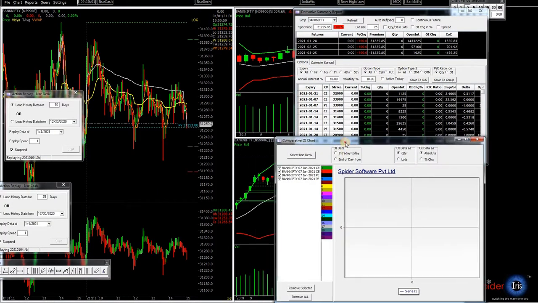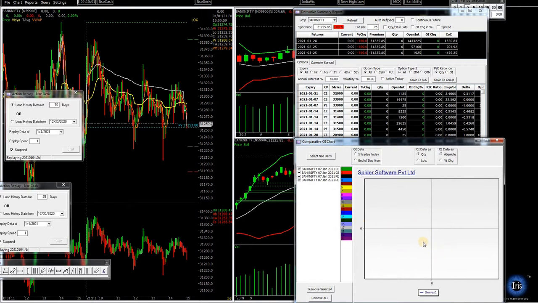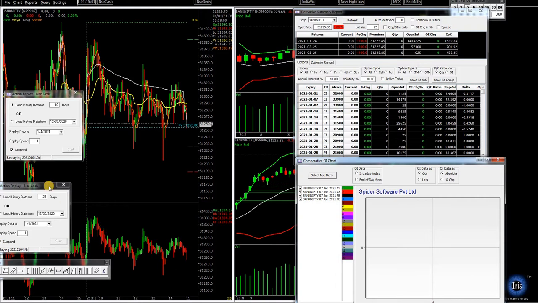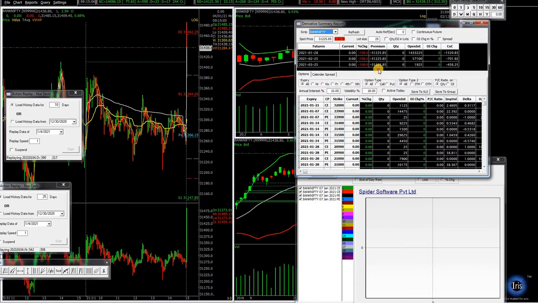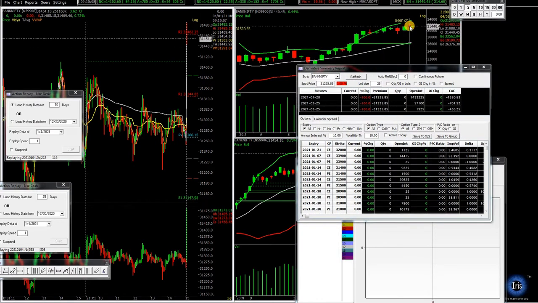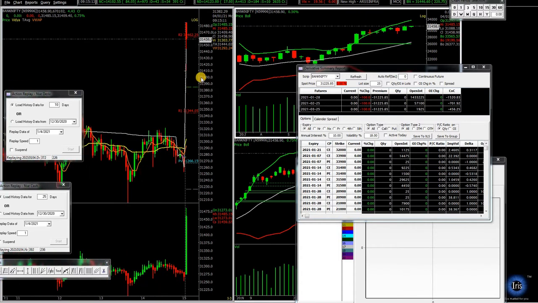Today we have the comparative open interest chart in Spider and Bank Nifty. I kept the action replay, and I am removing the suspend. The data starts. It's showing you the live data from 9:15. Today is the 4th of January. The day starts. The Bank Nifty opened at 31,480. It was a clear-cut gap up.